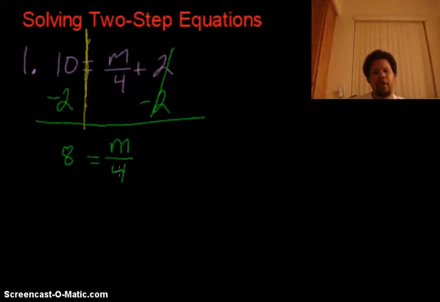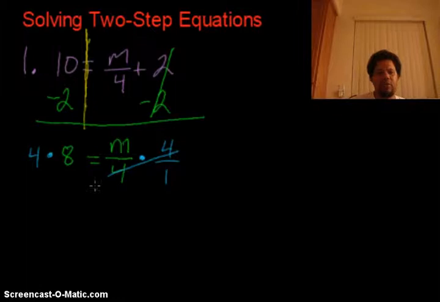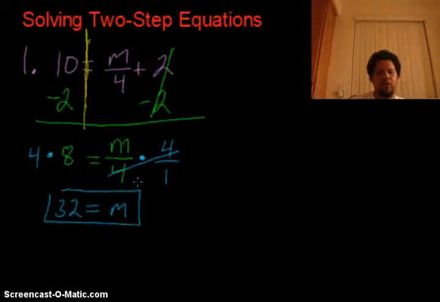Here I have m divided by 4, so the inverse operation of division by 4 is to multiply by 4. The correct way of showing it is 4 over 1. And whatever I do to one side, I do to the other side as well. The inverse operations cancel each other out, leaving me on the right side with the m and on the left side with 32. So this value right here is the missing value.